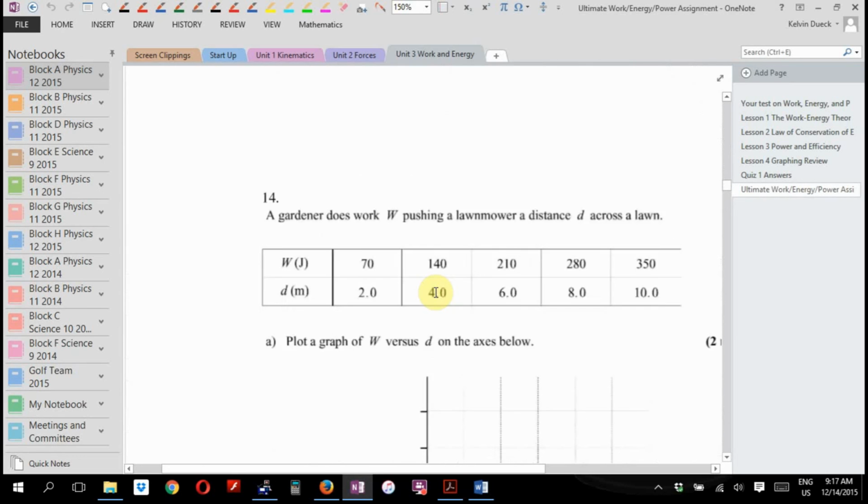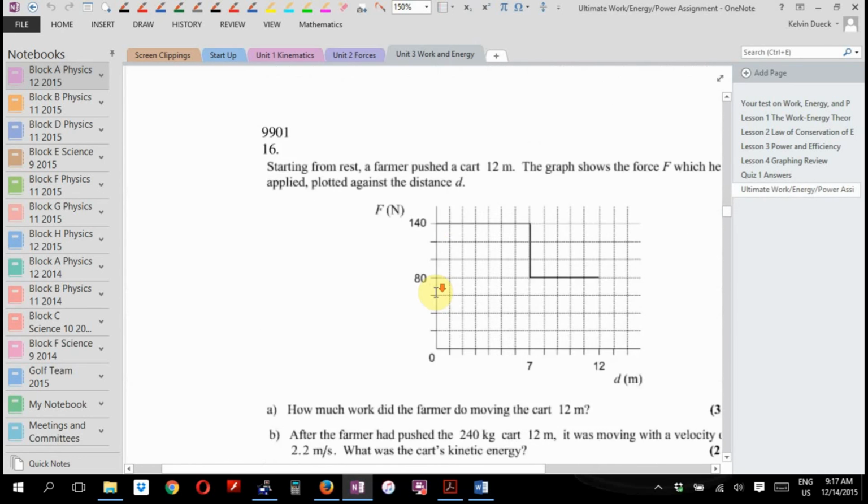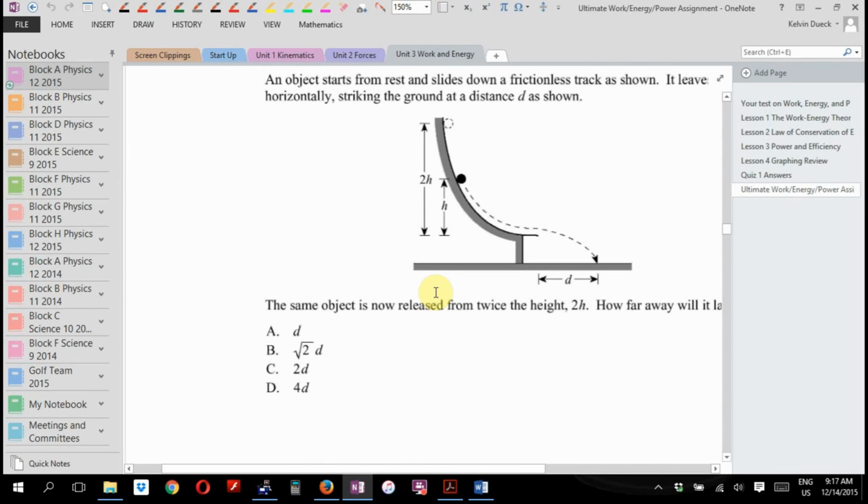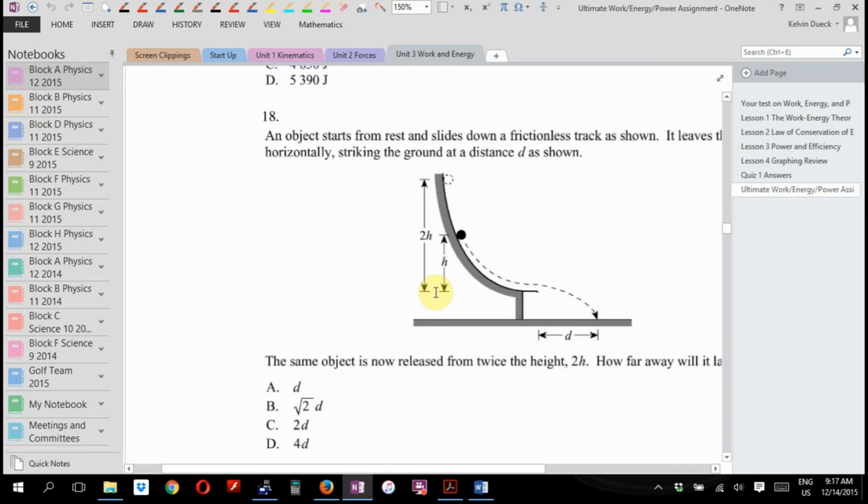The toughest one on this ultimate review is this one here, number 18. So if you look at my answer key, if you figure it out on your own, I'll be really, really impressed. If you can understand my answer key, I'll be medium impressed. If not, I'll go over that one next class, and that's a pretty tough question.